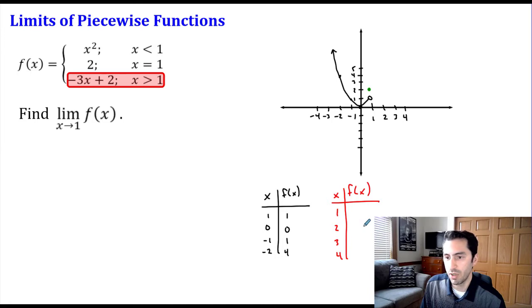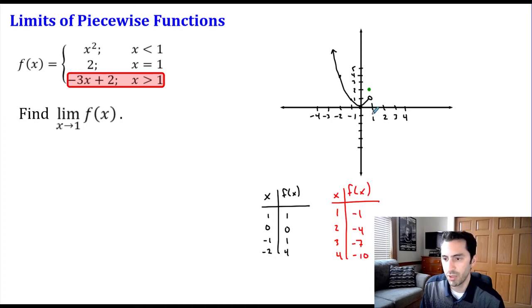So if we plug in 1 to that last equation here, negative 3 plus 2 is negative 1. So let's see, if I plug in 2, it's going to be negative 6 plus 2 is negative 4. Negative 9 plus 2 is negative 7. And the last one, we end up with negative 10.